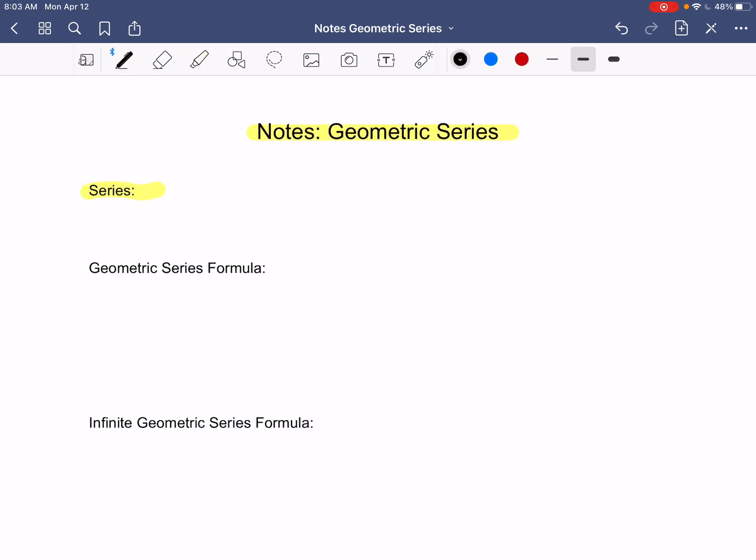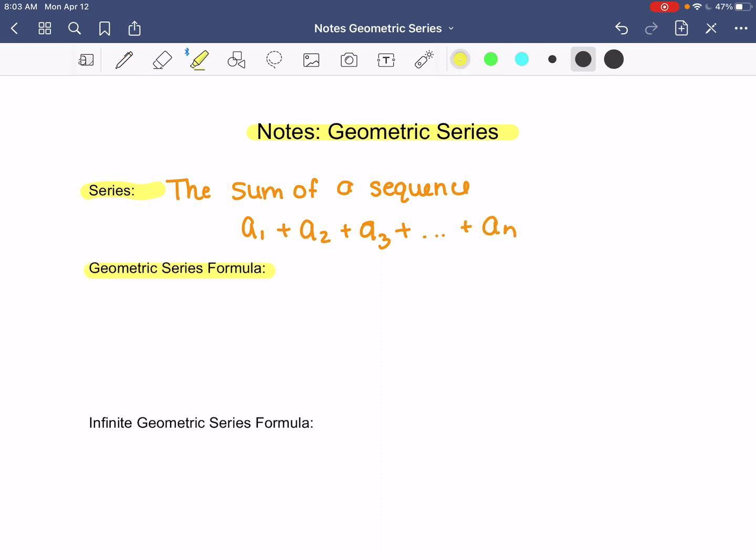A reminder of what a series is. We talked about this last week. It's just the sum of a sequence. So if you add the first term with the second term with the third term with however many terms there are. So today we're going to be focusing on geometric series.